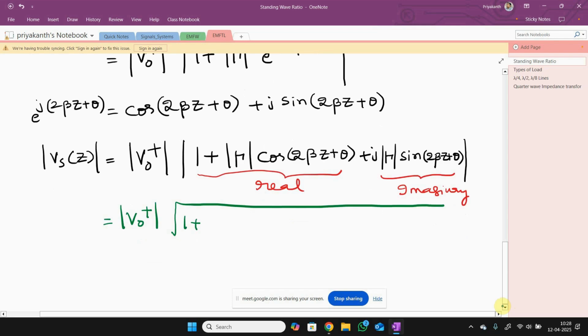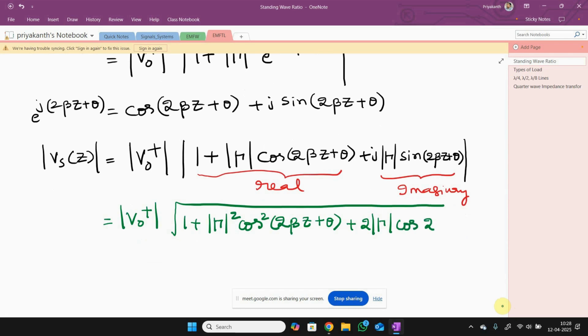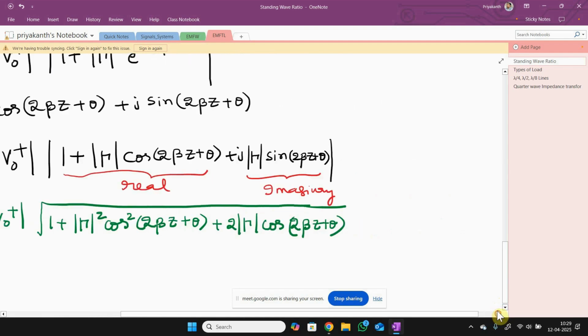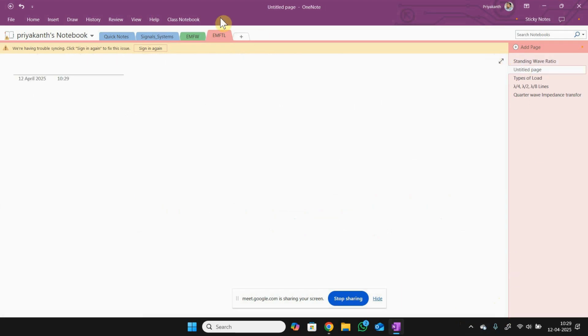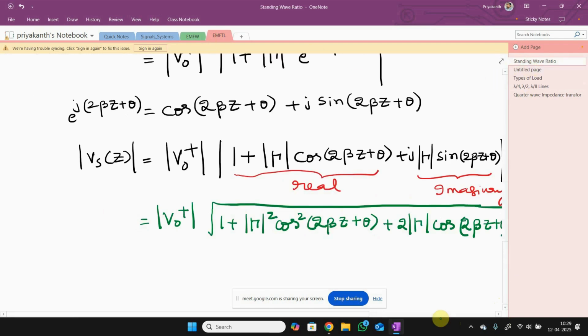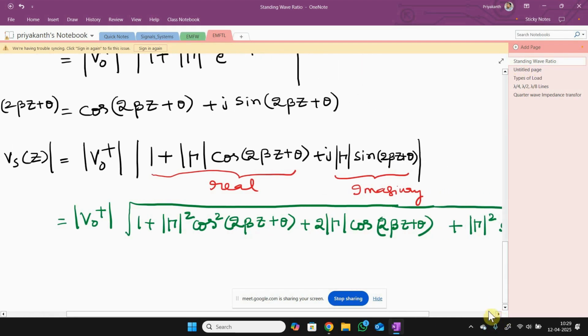You can do it. 1 plus mod gamma square, that is 1 plus a plus b whole square formula you can apply here. 2 mod gamma cos of 2 beta z plus theta. This is a plus b whole square, that is real part square plus imaginary part square, that is mod gamma square sine square of 2 beta z plus theta. Just we have applied the formula of finding the magnitude of a complex quantity.